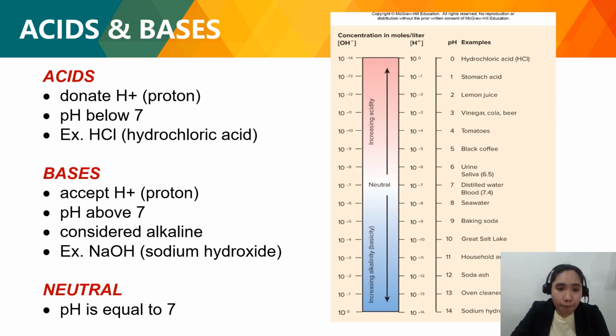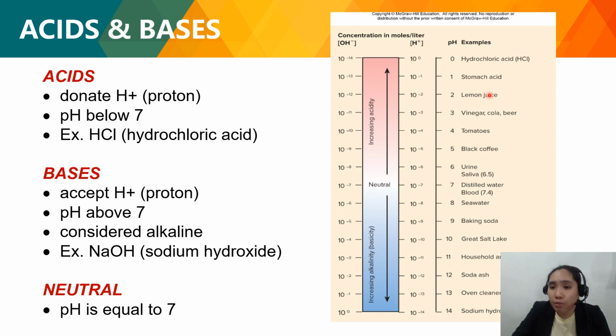So these are some examples of acids and bases. When you say acids, they donate hydrogen protons or positively charged ions. Their pH is below 7. An example would be hydrochloric acid. And then you also have your bases. They accept hydrogen, and their pH is above 7. They are considered alkaline, like sodium hydroxide. And the neutral pH is equal to 7.